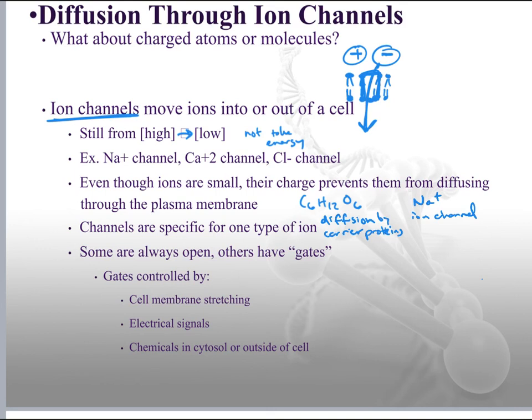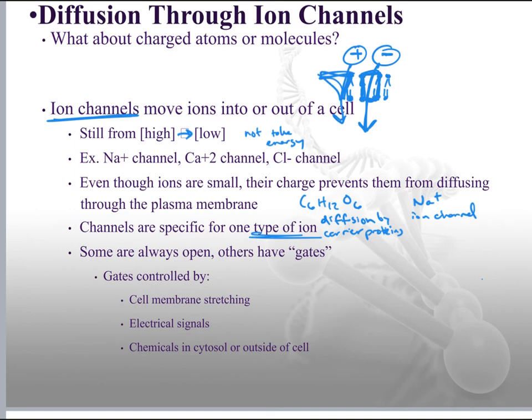Channels are specific for one type of ion, so just like what we were talking about just before here, facilitated diffusion, those channels are specific for one ion. So the one that I've drawn up here, okay, is only going to work for that particular negatively charged ion. I would need some other sort of, I don't know, shaped protein here, I'm just making up an example, for the positively charged one to go through. Okay, we need a different protein.